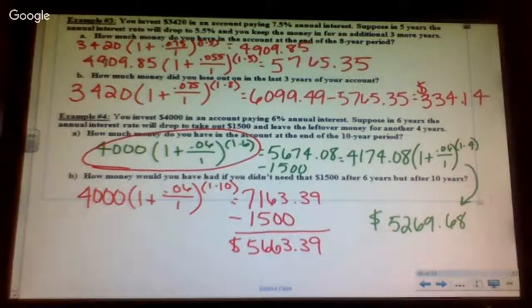So we would have had a little bit more money if we would not have taken it out at 6 years, if we would have waited until the 10 years. Okay, so you make more money if you just take that money, stick it in an account, and leave it there. The longer you can leave it, just accumulate and accumulate, the more money you end up with at the end.